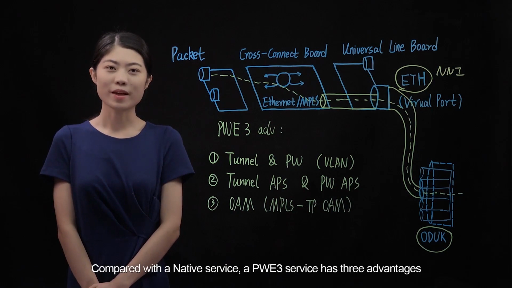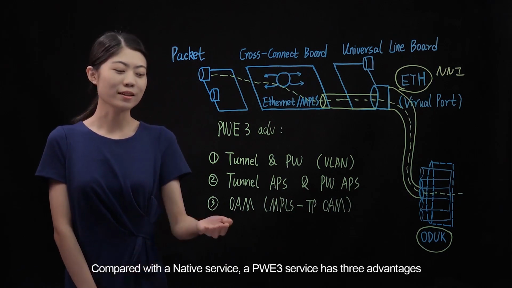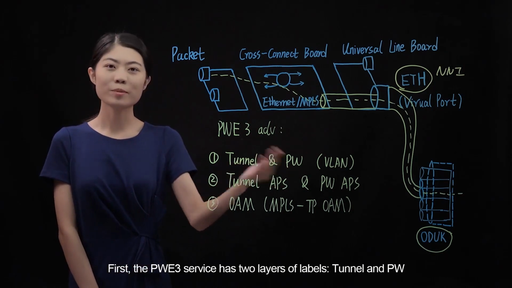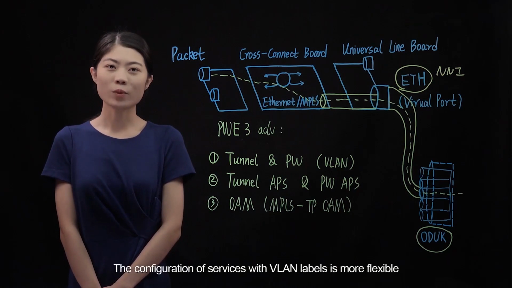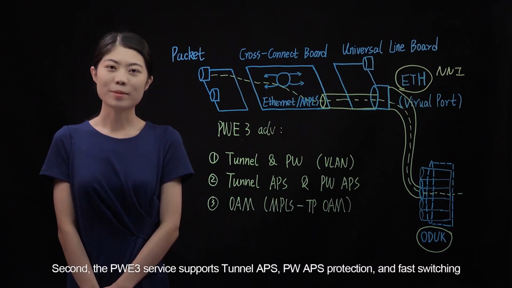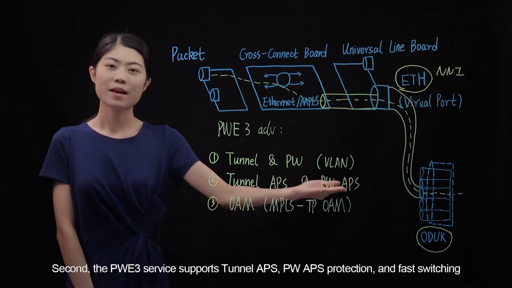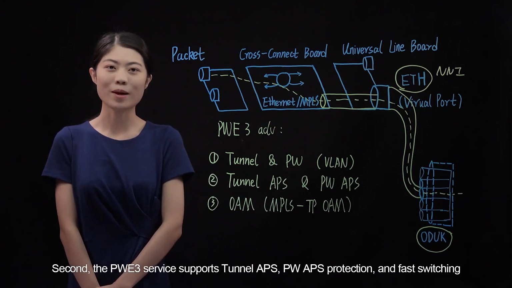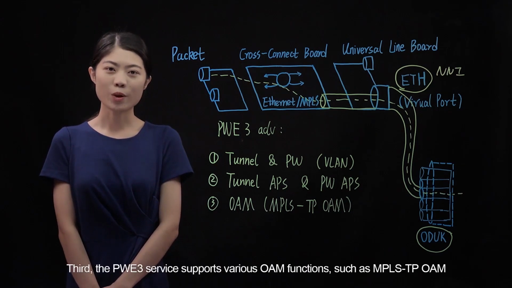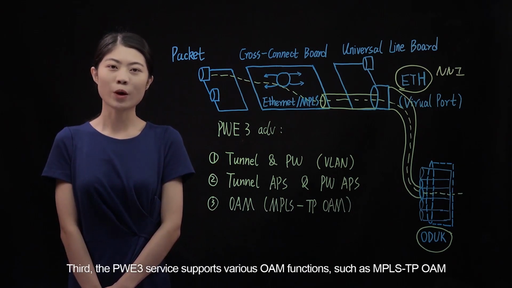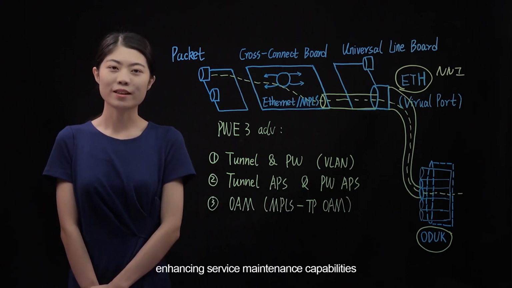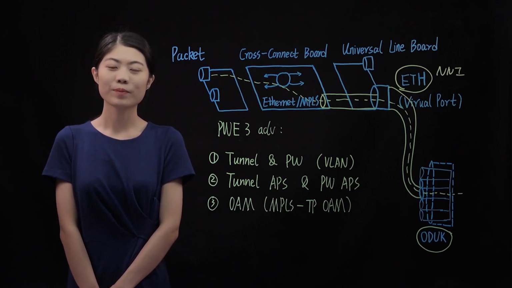Compared with a native service, a PWE3 service has 3 advantages. First, the PWE3 service has 2 layers of labels, tunnel and PW. The configuration of services with VLAN labels is more flexible. Second, the PWE3 service supports tunnel APS, PW APS protection, and fast switching, which can implement carrier-class transmission of Ethernet services. Third, the PWE3 service supports various OAM functions, such as MPLS TP-OAM, enhancing service maintenance capabilities.